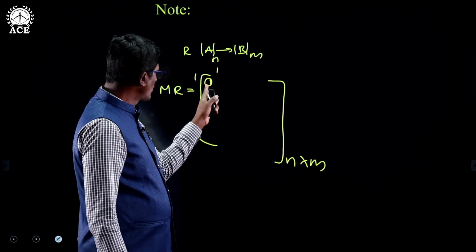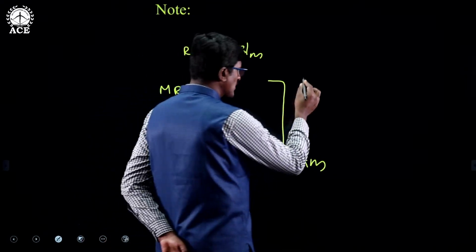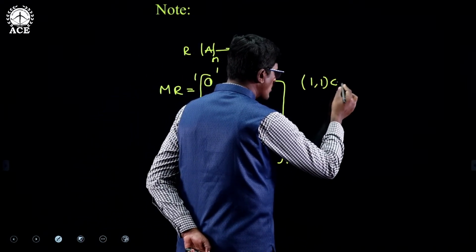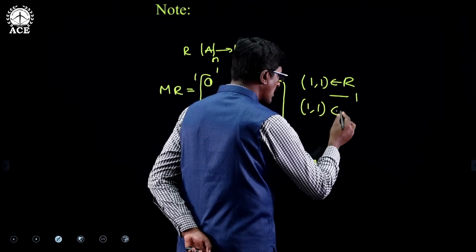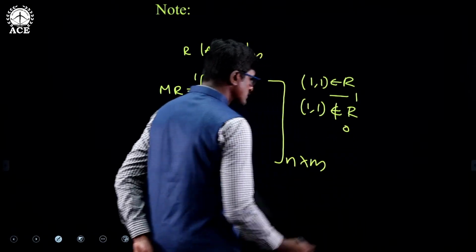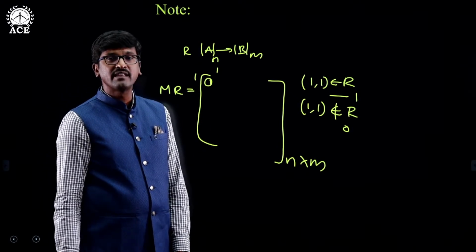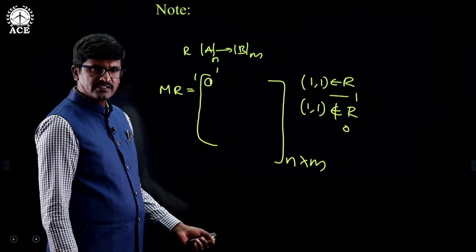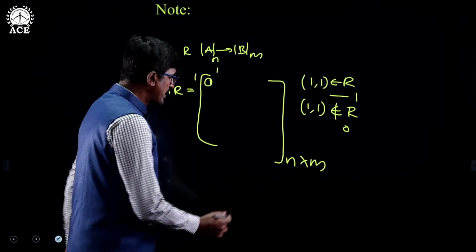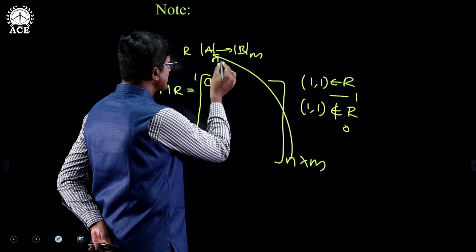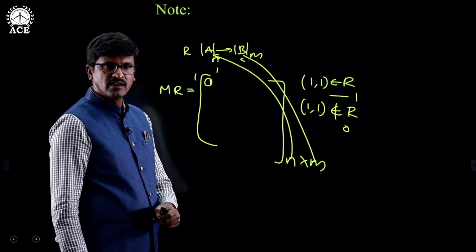If there is a relation from 1 to 1, it is indicated with 1. If there is no relation, it is indicated with 0. So, if (1, 1) belongs to R, then it is indicated with 1. If (1, 1) does not belong to R, then it is indicated with 0. So the matrix representation of the relation consists of binary numbers, meaning either 0 or 1. The order of the matrix is N cross M, where N is the number of elements in set A and M is the number of elements in set B. So this is the matrix representation of the relation.